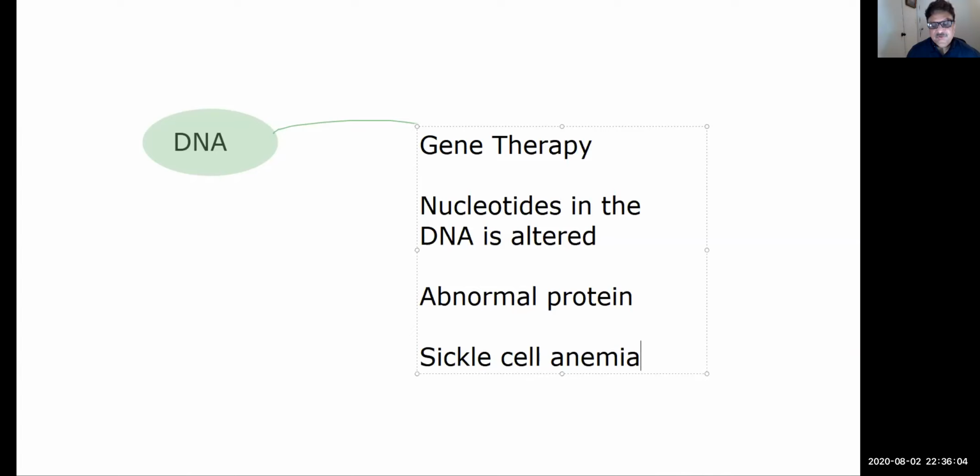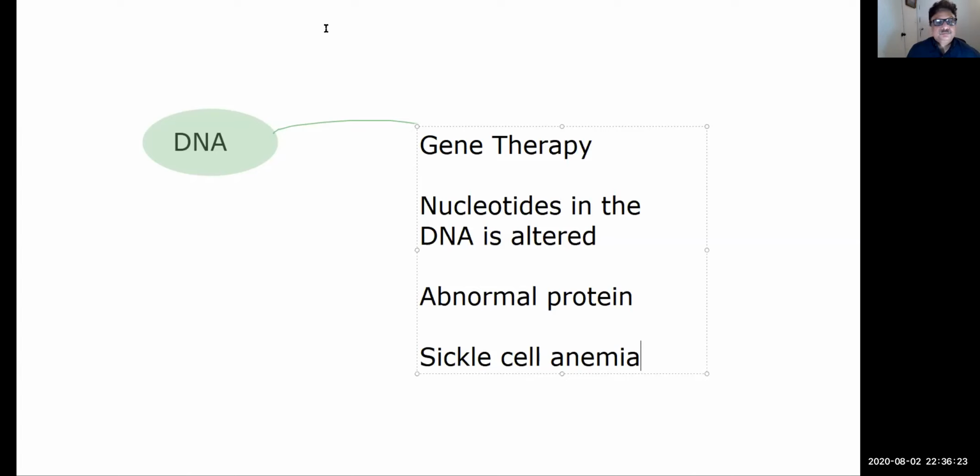So a person with this mutation will have problems, and they end up going for repeated transfusion, and repeated transfusion increases the chance of infection. So it has a heavy toll on the patient. So DNA is abnormal, so DNA has to be replaced.